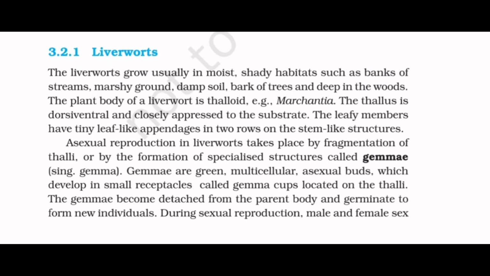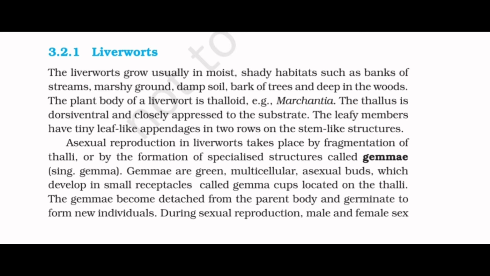First, liverworts. The liverworts grow usually in moist, shady habitats such as banks of streams, marshy ground, damp soil, bark of trees, and deep in the woods. The plant body of a liverwort is thalloid, example Marchantia. The thallus is dorsiventral and closely appressed to the substrate. The leafy members have tiny leaf-like appendages in 2 rows on a stem-like structure.